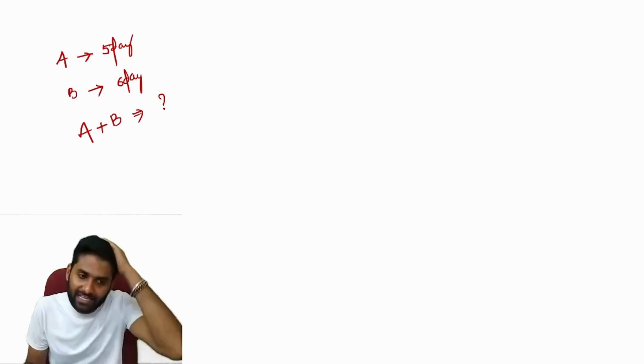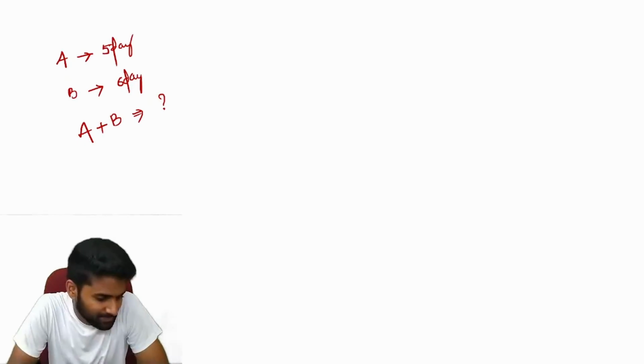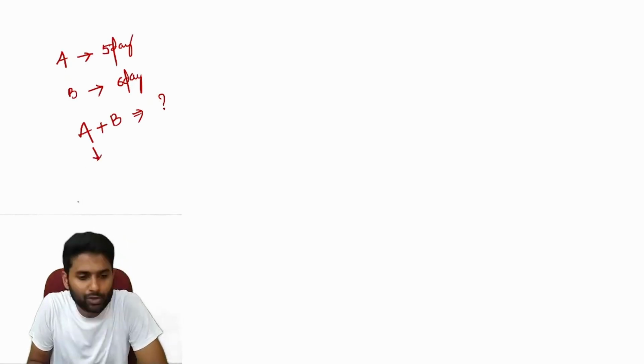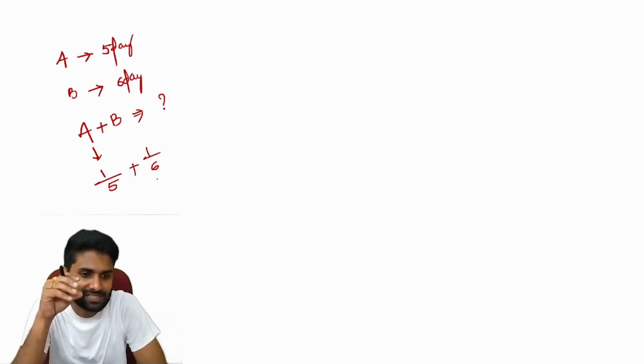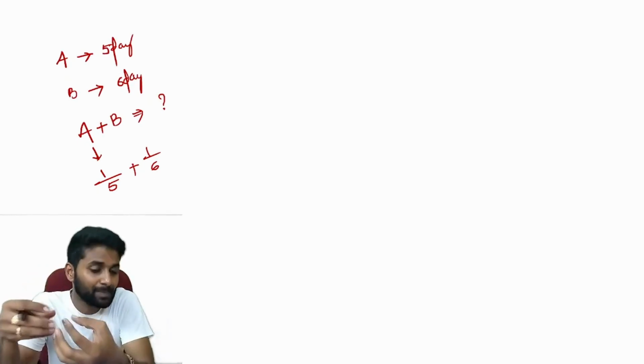Now see, A takes 5 days, B takes 6 days. If both work together, how many days does it take? You know that if you want to find the value of time, first identify the efficiency. Efficiency of A is 1/5. Efficiency of B is 1/6. Means A completes 1/5 of the portion and B completes 1/6 of the portion.